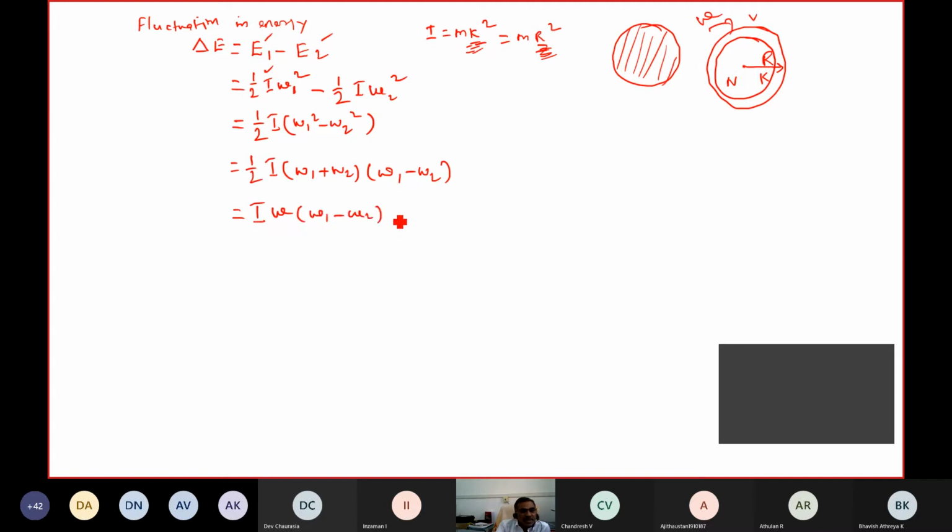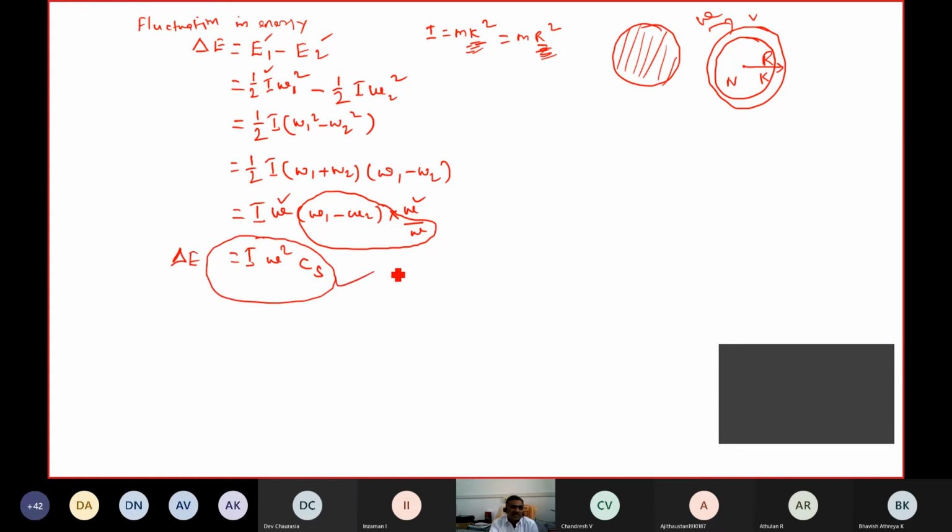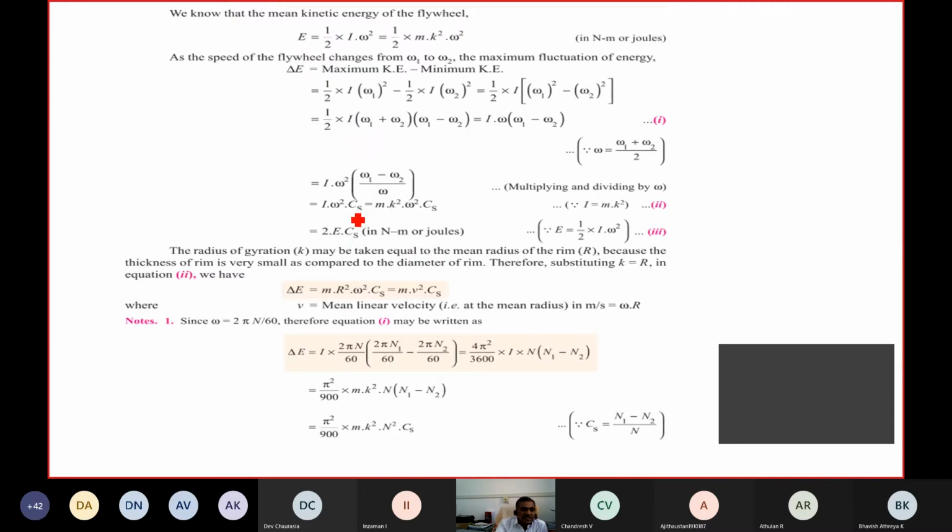So now you multiply and divide this by omega. What is (omega 1 minus omega 2) by omega? That is the maximum fluctuation in speed, CS. So this is the equation for delta E: delta E is equal to I omega square CS, right? And the derivation is here. We have the derivation for that.